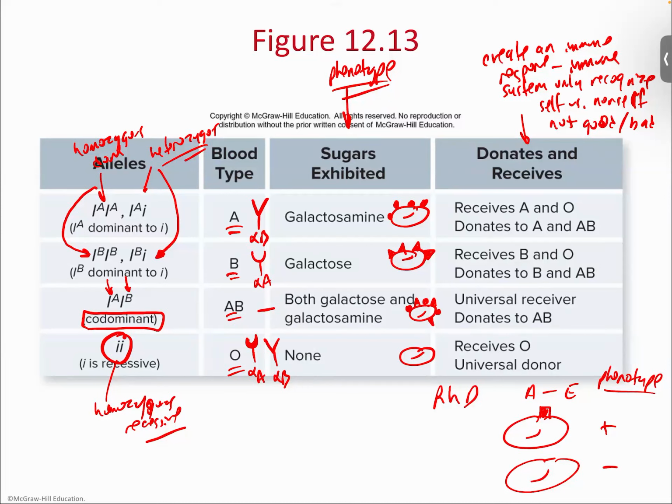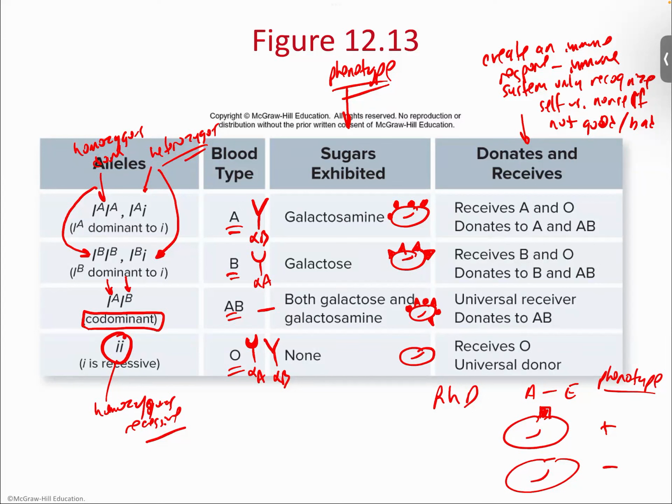Can it give it to A? Can B donate to A? No. Can it donate to AB? Yes. How about AB? Can AB give blood to A? No, because the B will trip A up. Can it give it to B? Can it give it to O? No. So it can't donate really to anybody.